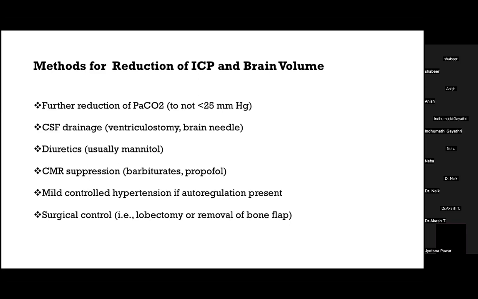Mild controlled hypertension, which will decrease the cerebral blood flow if the autoregulation is present, and decrease the ICP. When there is controlled hypertension, a vasoconstrictor cascade is initiated, and that will decrease the cerebral blood flow and ICP. And if all these measures fail, then you may have to do lobectomy or removal of the bone flap.